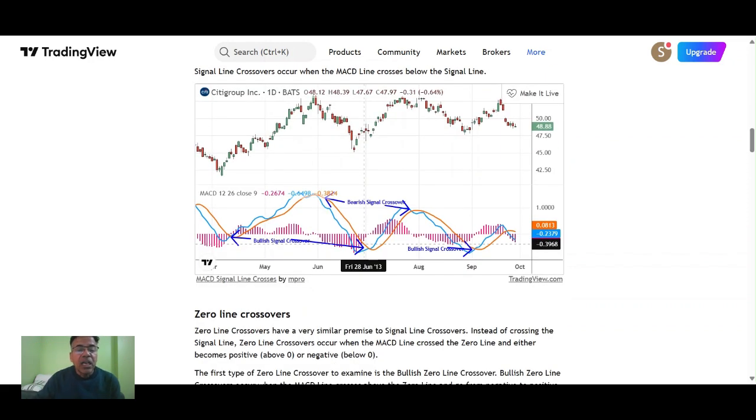This is the bullish signal. Here the blue line is crossing the orange line, meaning the MACD line is crossing the signal line, which is the bullish signal crossover. Here is the bearish crossover, and again a bullish crossover.